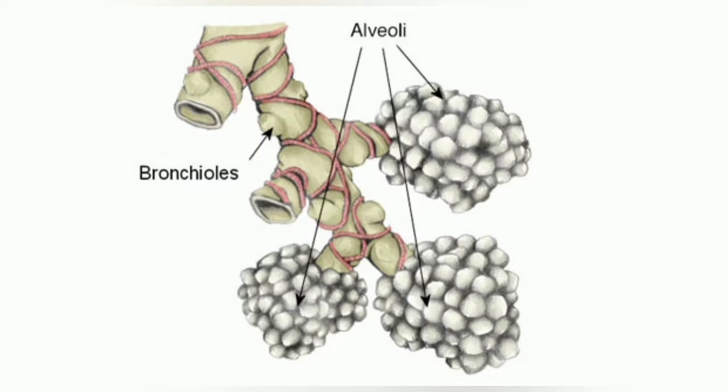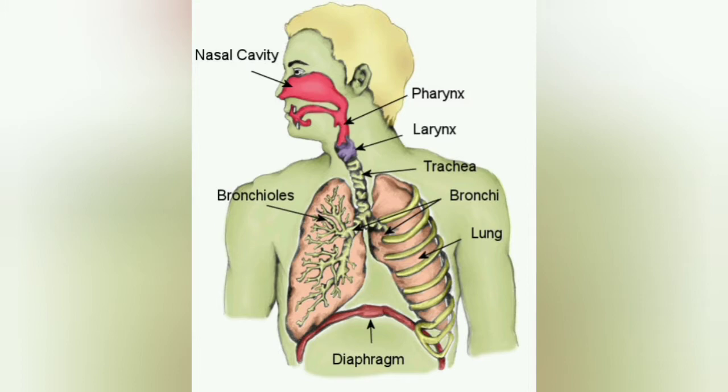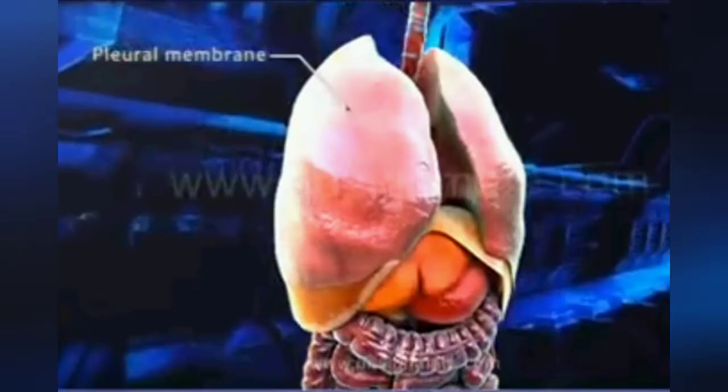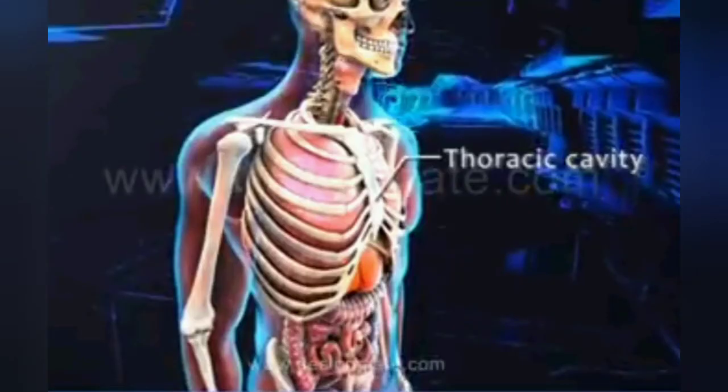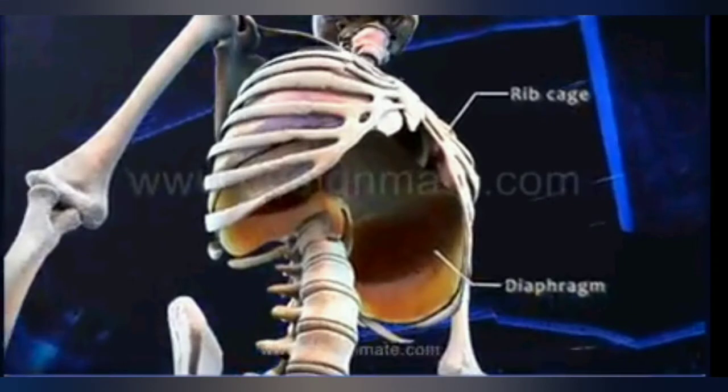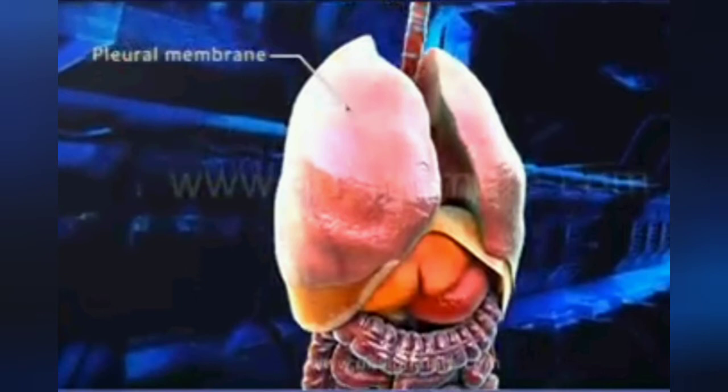So in summary, I am explaining the whole process once again. The lung is situated in the thorax region and the diaphragm is observed, which plays a vital role in respiration. Present within the rib cage are the pleural membranes, which enclose the lung.